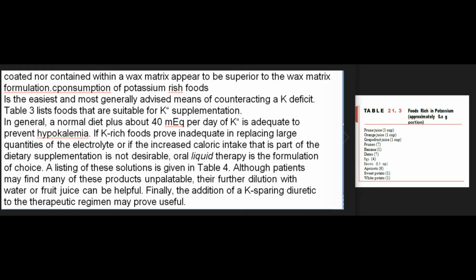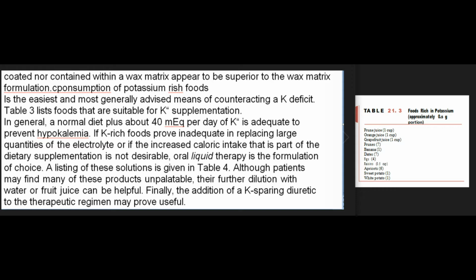Microencapsulated KCl preparations, micro-K, K-DUR, that are neither enteric-coated nor contained within a wax matrix appear to be superior to the wax matrix formulation. Consumption of potassium-rich foods is the easiest and most generally advised means of counteracting a K deficit. Table 3 lists foods that are suitable for K supplementation.